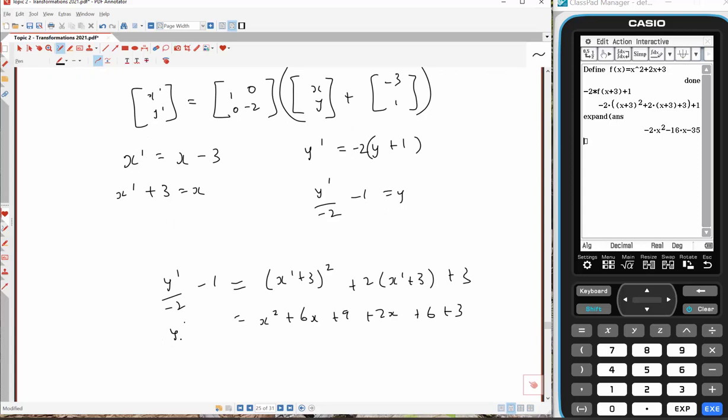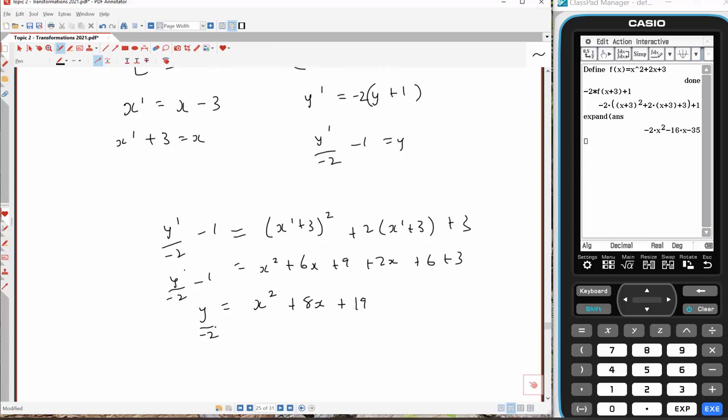y over -2, take 1. Okay, now I'm going to add 1 to both sides. y equals x squared, so I've got plus 8x plus 18 plus 1 is 19. Now multiply by -2: y equals -2x squared, take 16x, minus 38.